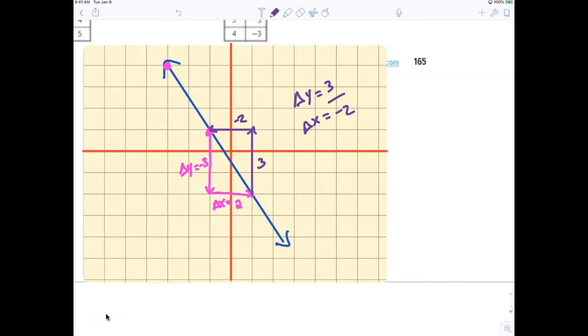Again, if I do 3 over -2 or -3 over 2, is there a difference? No, there's no difference. That's why it doesn't matter where the negative goes, if it's in the numerator or in the denominator. Quickly. So if you're going to the left or down, it's always negative.